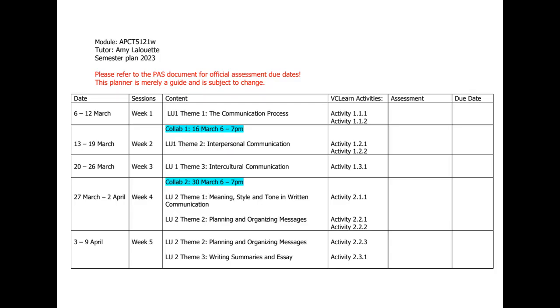Okay, so back to our semester planner. For this week, you are working on those themes. So theme 1, the communication process. So it's a very interactive module.